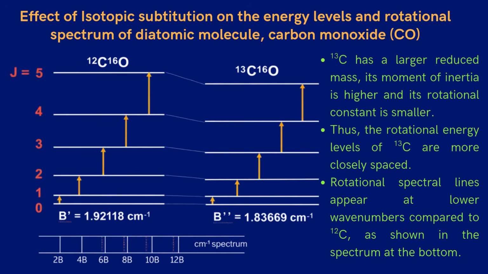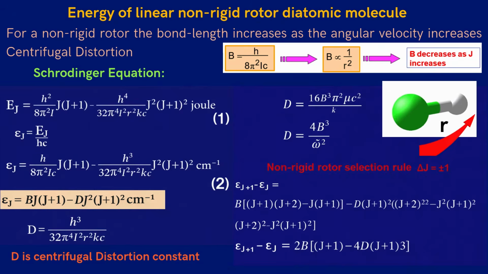Based on this, carbon-13 has a larger reduced mass, its moment of inertia is higher and its rotational constant is smaller. Thus, the rotational energy levels of carbon-13 are more closely spaced, and its rotational spectral lines appear at lower wave numbers compared to carbon-12, as shown in the spectrum at the bottom. In a real diatomic molecule, the bond is not perfectly rigid. As the molecule rotates faster, the centrifugal force stretches the bond length, shown in the image here.